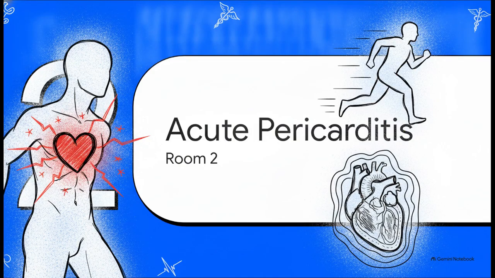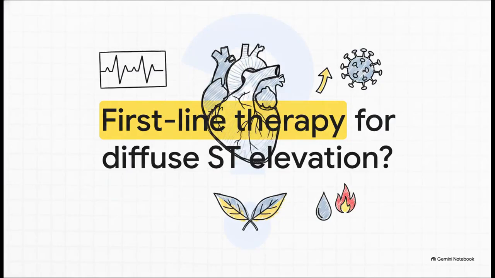Moving right along, let's head into room 2, acute uncomplicated pericarditis. Okay, our next patient is sitting up, leaning forward, and complaining of sharp pleuritic positional chest pain. You take a listen, and you hear a very distinct pericardial friction rub, plus they had a recent viral prodrome. But crucially, they are hemodynamically stable. There's no fever, no immunosuppression, no signs of cardiac tamponade.